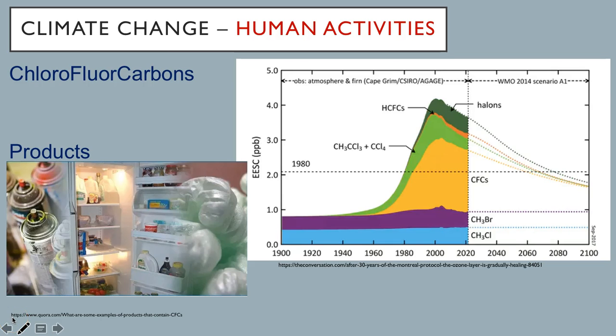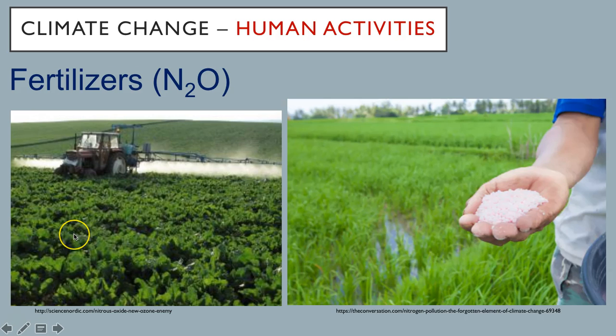Use of refrigerants, air conditioning, aerosols, foam packaging, etc. release CFCs into the atmosphere. The Montreal Protocol of 1987 has greatly reduced the additional release of CFCs into the atmosphere. However, as long as they exist in the troposphere, they are greenhouse gases contributing to the enhanced greenhouse effect and to climate change. Bacteria in the soil use the nitrogen from fertilizers, resulting in the release of nitrous oxide into the atmosphere.